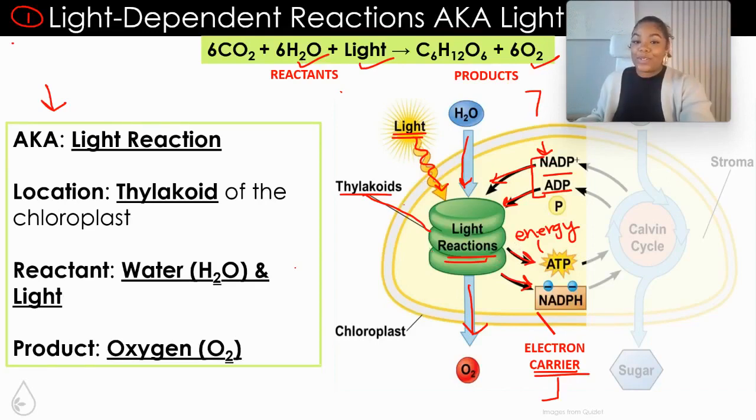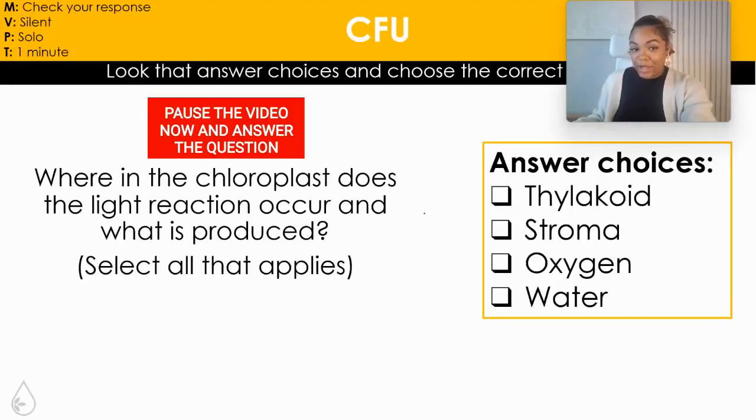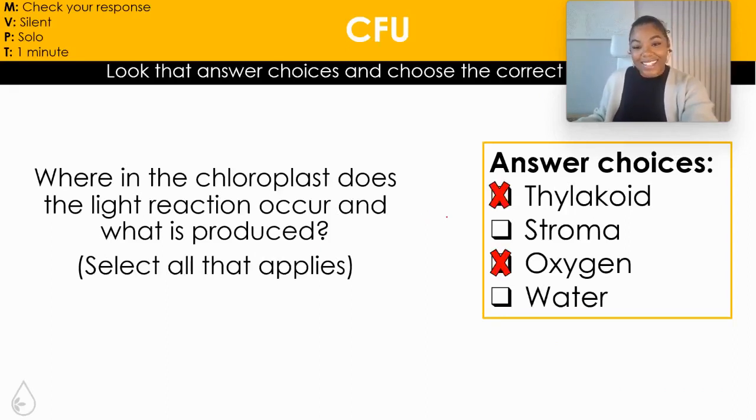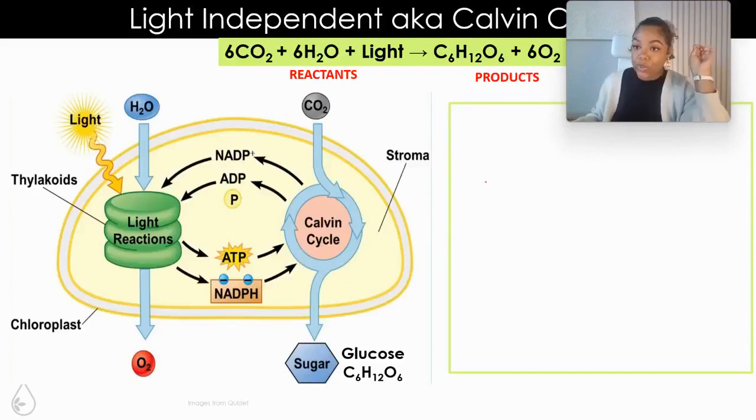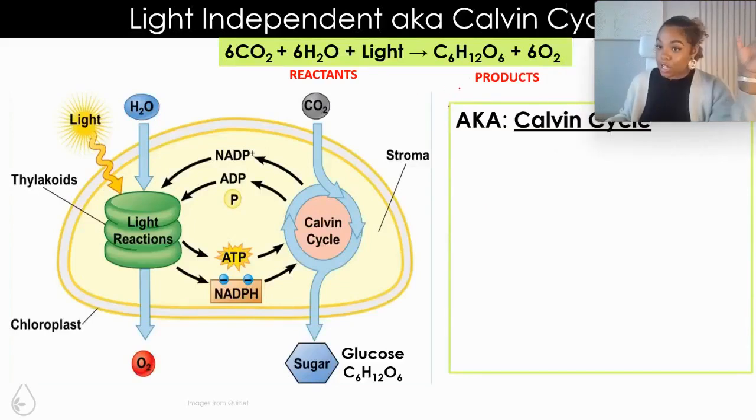Now, let's go into this question. Take 15 seconds, pause the video, and see if you can answer this question. Okay, hopefully you chose thylakoid and oxygen. So now let's go into the light independent reaction, which is also known as the Calvin cycle. The first question we're going to answer is, where does the Calvin cycle occur? Well, according to our diagram here, we see the Calvin cycle is located in this area and it says stroma.